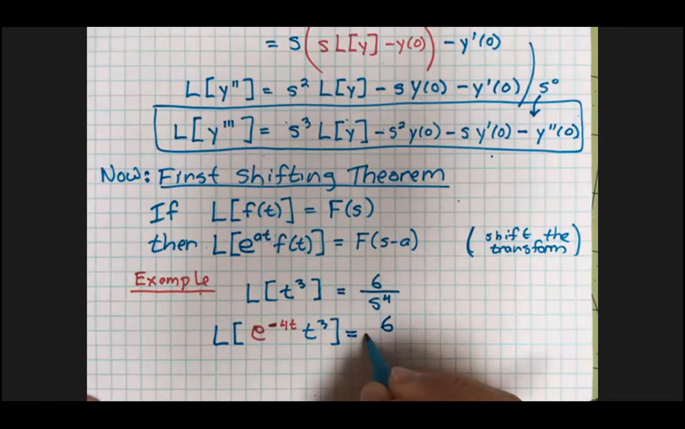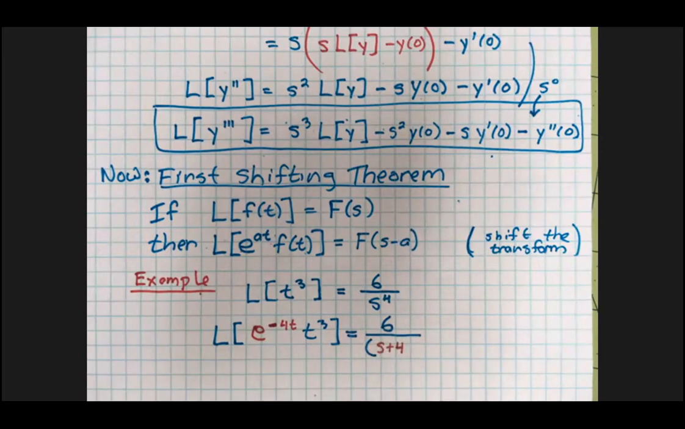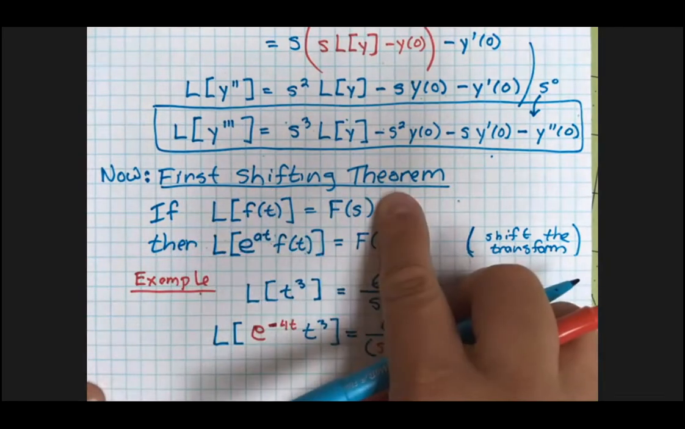So here is the answer. 6 over s plus 4 to the 4. All I did was shift the transform. That's all I ever have to do when I use the first shifting theorem.